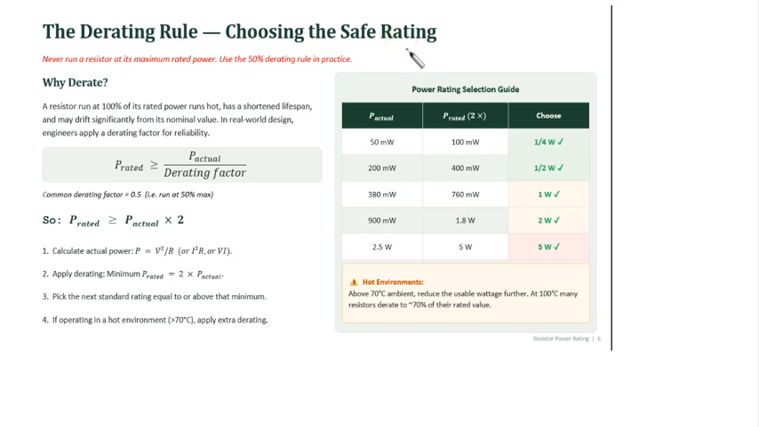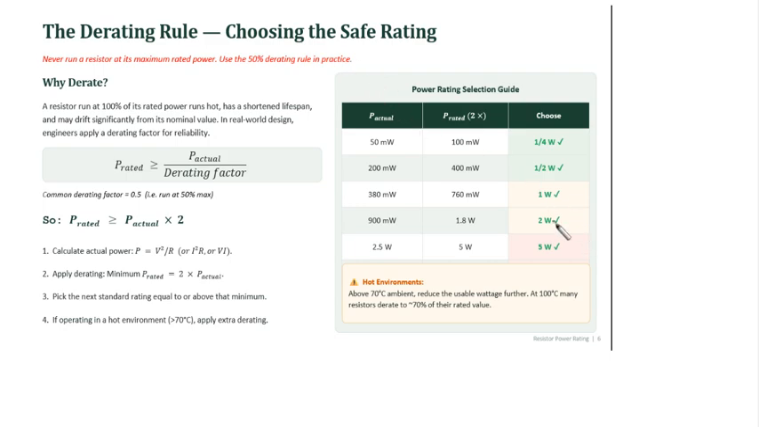If the resistor you choose is not properly chosen, by the time you have finished building your circuit and then you power it, at the end of the day, the resistor may begin to have problems. So the rule here is that you never run a resistor at its maximum rated power. Use the 50% derating rule. Okay, what does that mean?